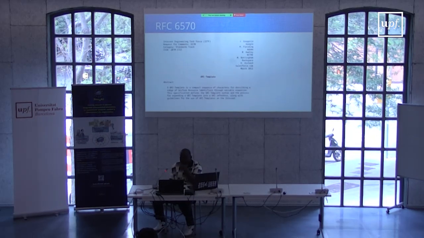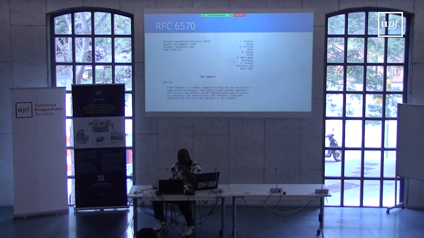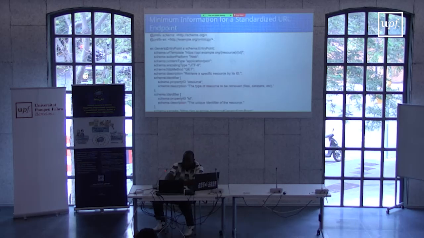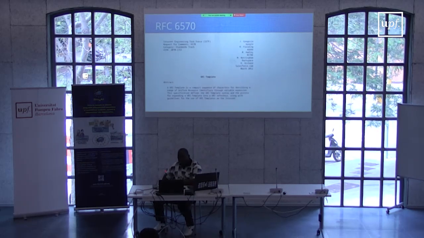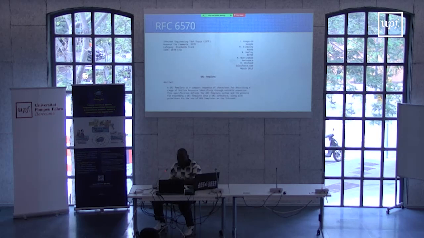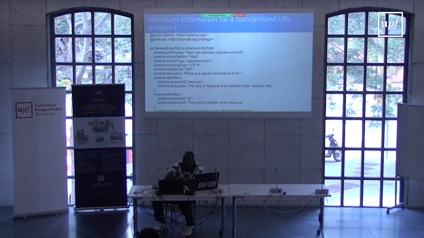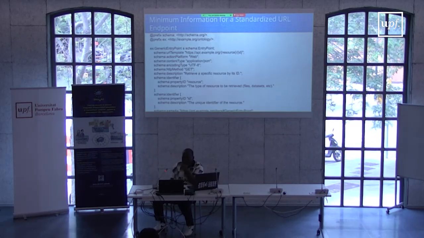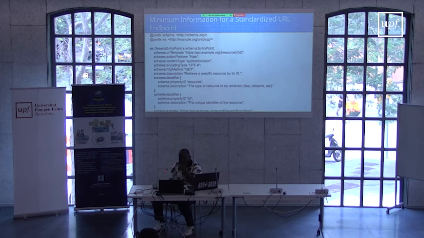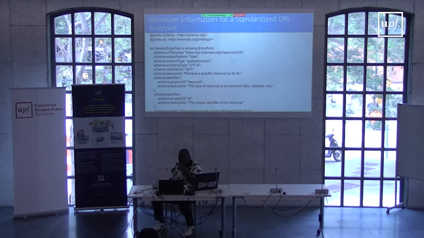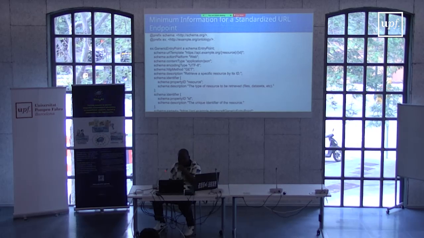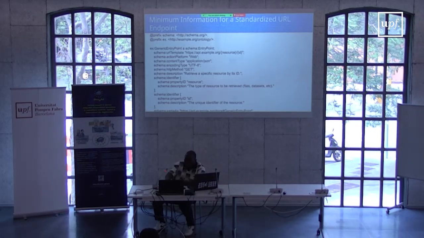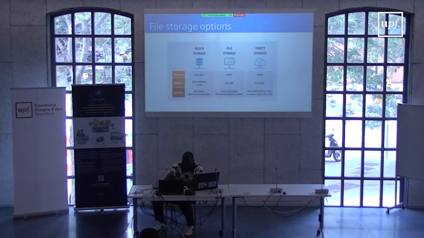So, lucky for me, I stumbled across RFC 6570, which is a URI template. It contains the syntax for building URIs and all the different things that you could actually do with it. And from this, we created the minimum information for a standardized URL endpoint. And using this RFC 6570, we were able to create standardized ways of representing those.